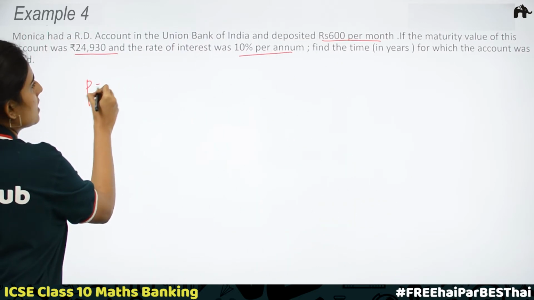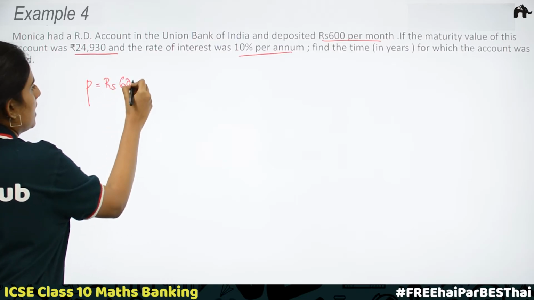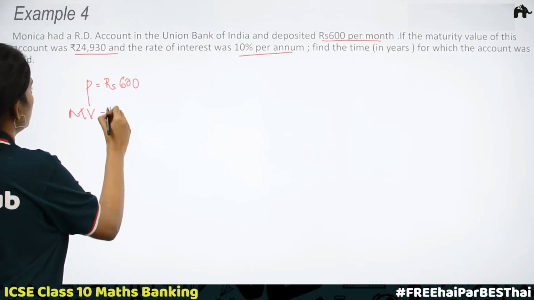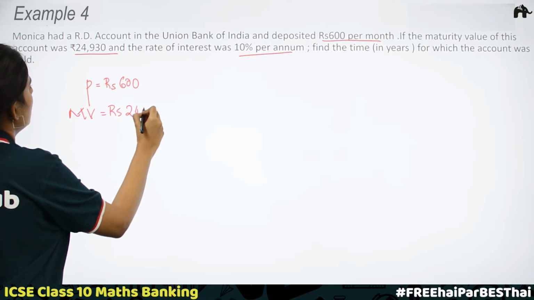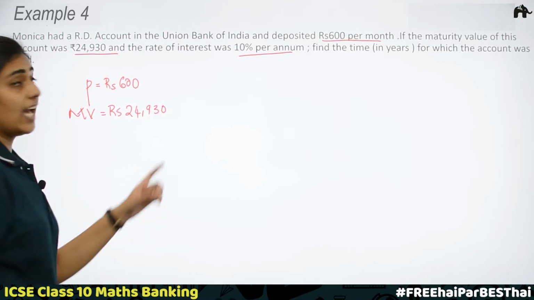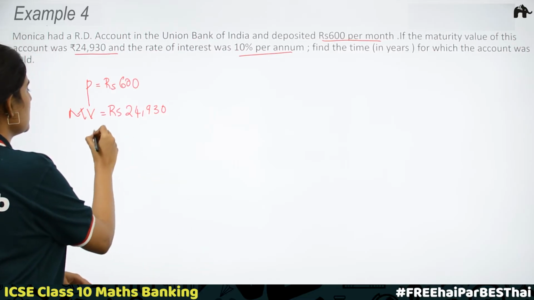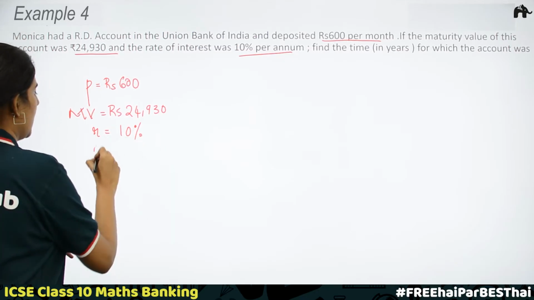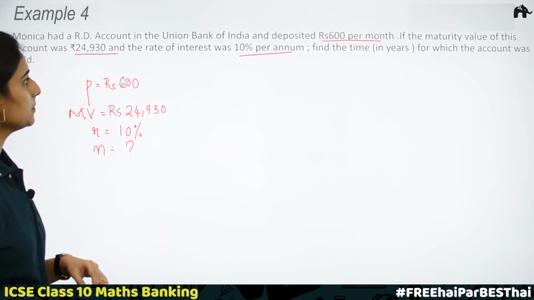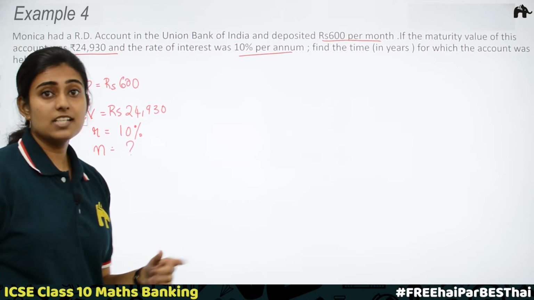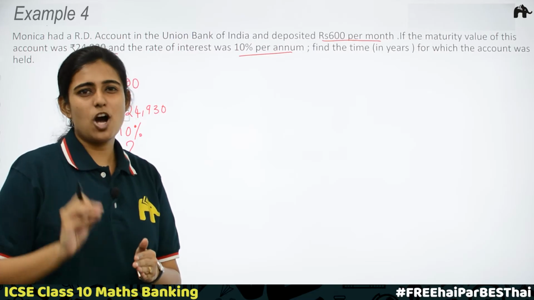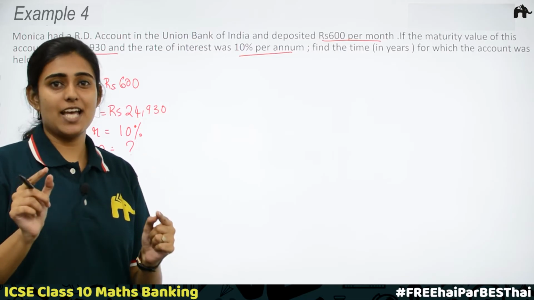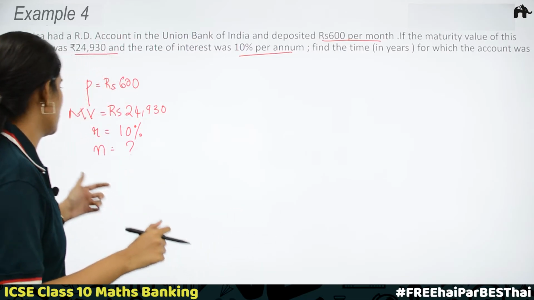P is given, that is rupees 600. Then maturity value is given. Maturity value is equal to rupees 24,930 and the rate of interest is given. Rate of interest R is equal to 10%. Find the time. N is equal to question mark. Here, in this question, we have to find the time. That is a bit complicated question compared to the other questions we have solved. Here, if you have a clear idea about quadratic equation, you can smoothly solve this question.